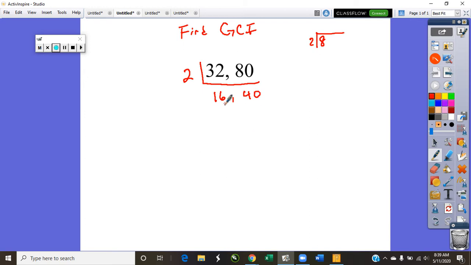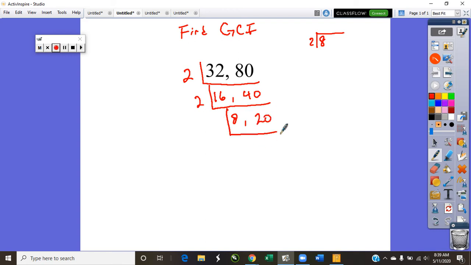40. Okay. Now, when I look at these two numbers, if they don't have any common factors, I can stop there. Or if the only common factor, I should say, is 1, I can stop there. But I can tell that these both have more common factors. Neither one of them is prime. So what's something that goes into both 16 and 40? Well, I can do 2 again. So 2 goes into 16 how many times? 8. 2 goes into 40 20 times.